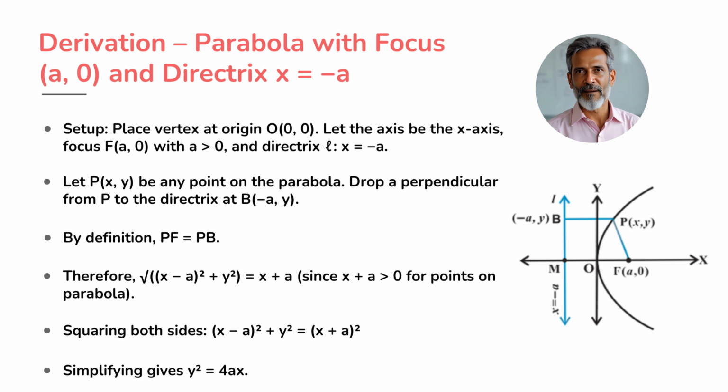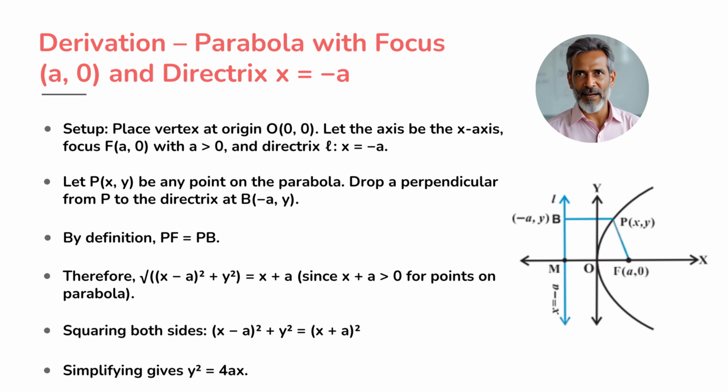By definition, the distance of P from the focus must be equal to its perpendicular distance from the directrix. So, using the distance formula, the distance from P to F, written as PF, is PF equals square root of [(x minus a) squared plus y squared]. The distance from P to the directrix is simply x plus a. So, according to the definition, we write square root of [(x minus a) squared plus y squared] equals x plus a. Now, to remove the square root, we square both sides.